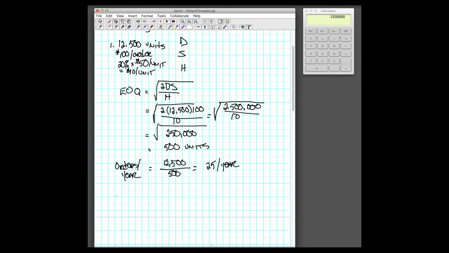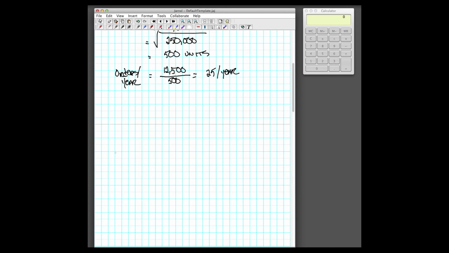The last part of the problem actually addresses one other cost that's not included in the way this is calculated. And it's the potential cost of not having enough product on hand for demand while we're waiting for an order to be filled.